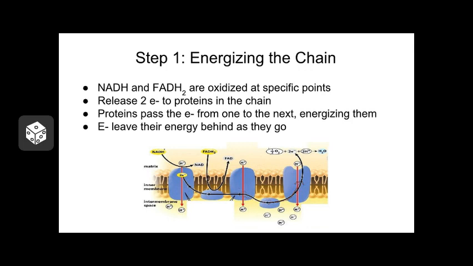As the electrons travel through this chain, they leave a little bit of energy behind. So the electrons at the beginning of the chain have more energy than the sad little electrons at the end of the chain.